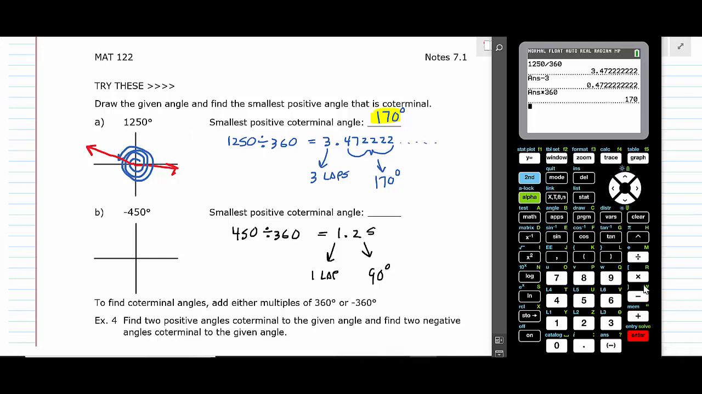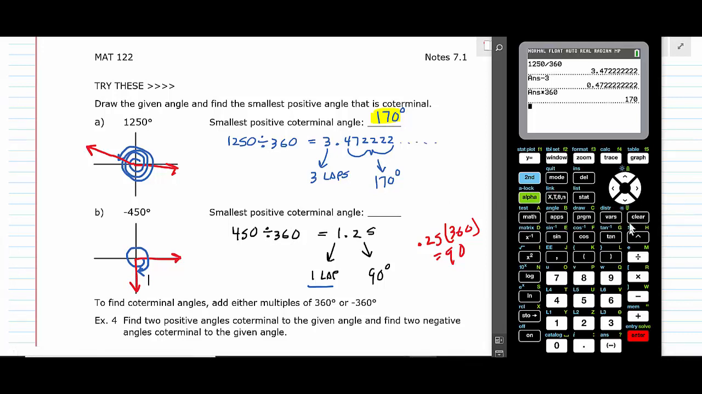Okay. The next one is a negative angle, so it's clockwise. So you would start like this. Again, I did 450 divided by 360 on the calculator, and I got 1.25, which means 1 lap and 90 degrees more. So you're just doing 25% of 360, which is 90. Okay, so when you draw this, you just go like this. Do my 1 lap. Then I do 90 more, and then the angle terminates on the y-axis like that. So that would be how you'd want to draw that angle.